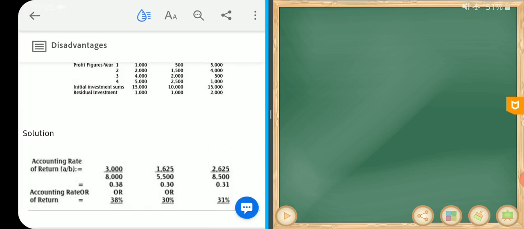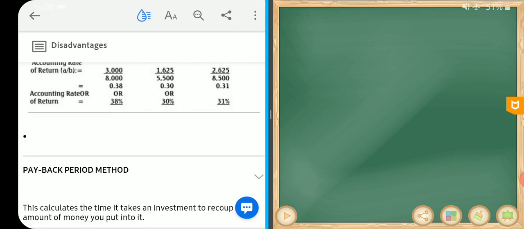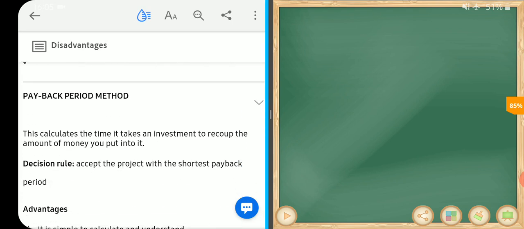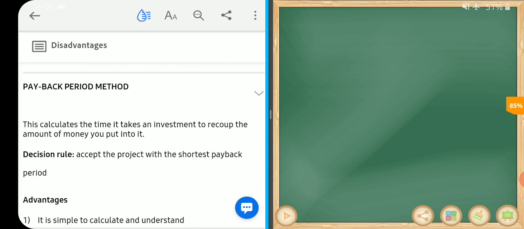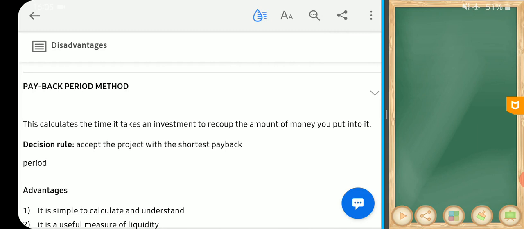So having done that, we move to the next non-discounted cash flow method, which is what? Payback period. Now, what is payback period? Payback period is simply just calculating the time it takes for an investment to recoup the amount of money that has been put into the business. For example, you invest 1 million naira into a particular business. How long will it take for you to get your 1 million naira back? That is what payback period is concerned about. How long it will take for you to recoup your investment in it.